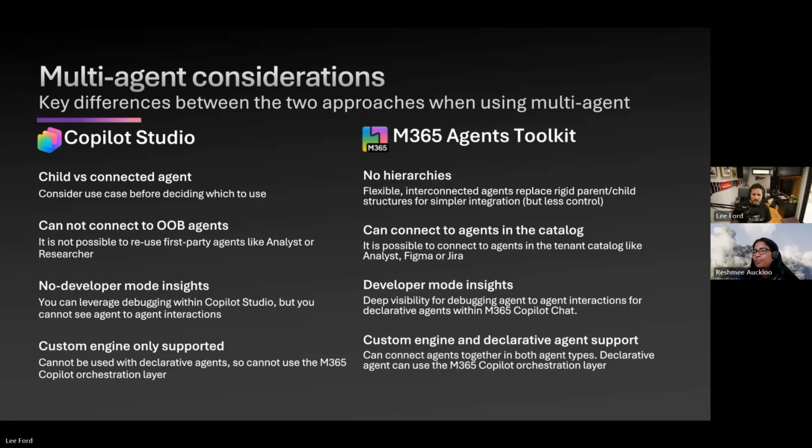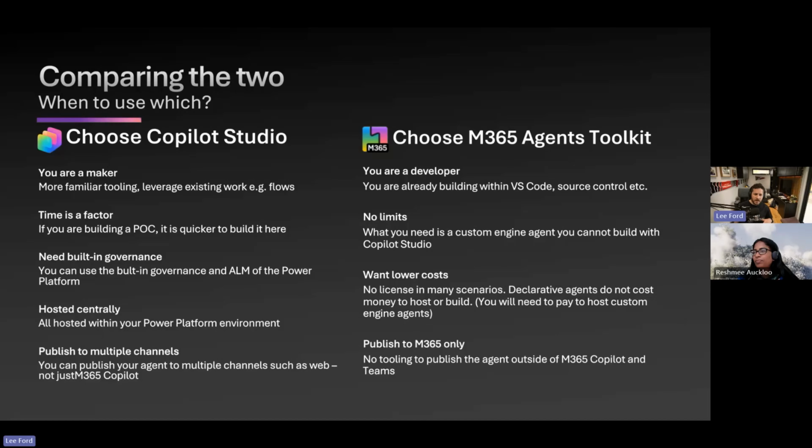And then the last slide really is that if we ignore the multi-agent approach and just look from a general perspective, which tool should I be using? We haven't really thought about multi-agent at this point. You're just thinking, I want to build an agent. Again, there's no clear winner. I think it depends on which tool you're most comfortable with. If you're more into coding and you like VS Code and things like that, then probably Agents Toolkit is where you start. If you're more familiar with things like the Power Platform, you probably want to start with Copilot Studio.